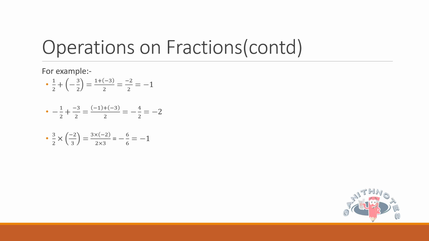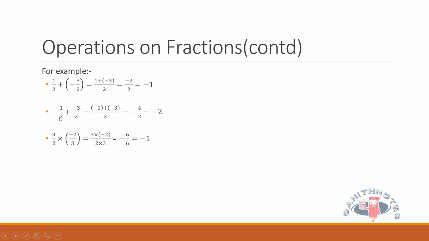For example, if I have to add 1 by 2 with a negative fraction, minus 3 by 2. Here negative 3 by 2 is actually a negative fraction. So what you have to do is, first you have to see whether the denominators are same. In this case denominators are same. So you just have to sum up 1 and minus 3, which is written as 1 plus minus 3 the whole divided by 2. 1 plus minus 3 is calculated as minus 2 divided by 2. When you cancel this, you will get minus 1.